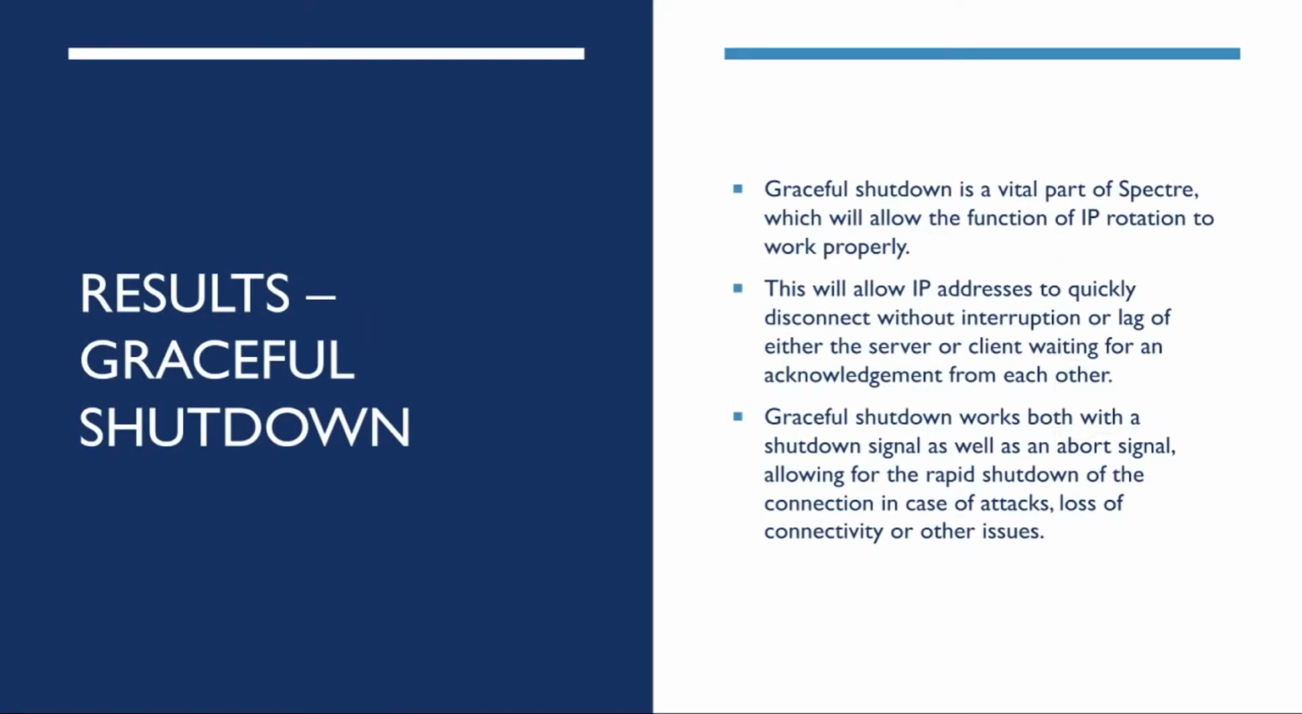For the graceful shutdown, is a very important part of Spectre. It will allow the function of the IP rotation to work properly without any issues or lag time. It allows for a quick disconnect of the IP addresses. It works both with a shutdown signal as well as an abort signal. So even if the connection is shut down very quickly without a shutdown signal, it still uses an abort signal in that case, which also results in a graceful shutdown.